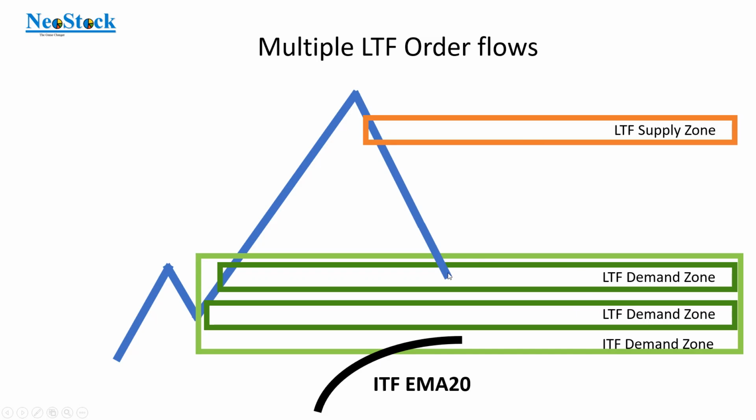Another possibility: price entered into this LTF demand zone the first time, you planned your trade, but unfortunately price did not move up. Instead it went further down and reached the second LTF zone. But before reaching the second LTF demand zone, probably your stop loss would have been hit. If both are very near, you will exit at your stop loss and then plan your trade from the second LTF demand zone. If they are very near, it is like a LOTL scenario. At that time, you have to use risk management and different skills for planning your trades.